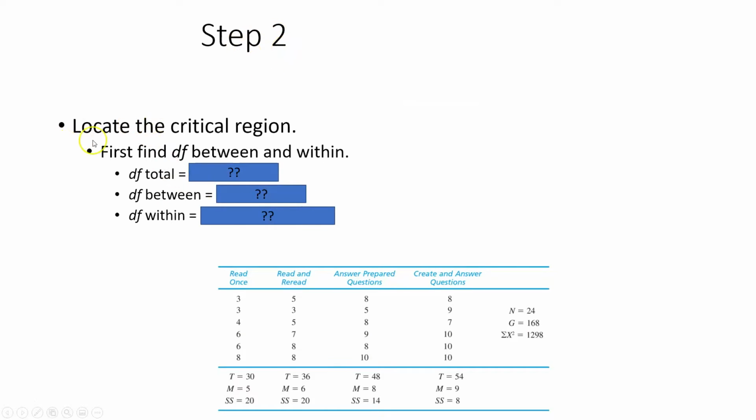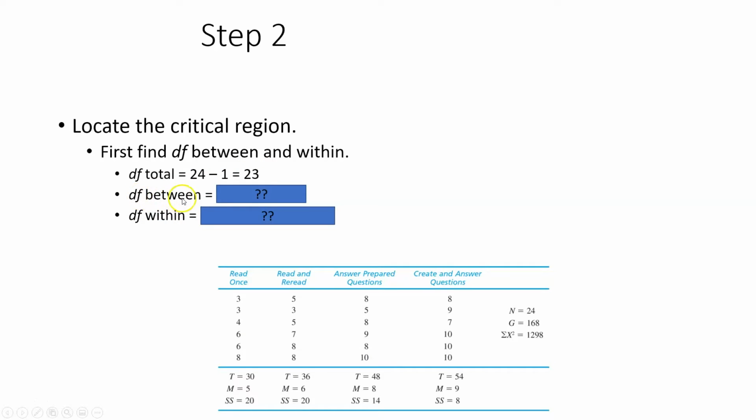Step 2, we have to locate the critical region. So in order to do that, we first have to find the degrees of freedom between and the degrees of freedom within, because those are needed in order to look in our table. So the degrees of freedom total in this situation is what? Remember, it's 24 minus 1, 23. And then we split that into 2 parts, the degrees of freedom between and the degrees of freedom within.